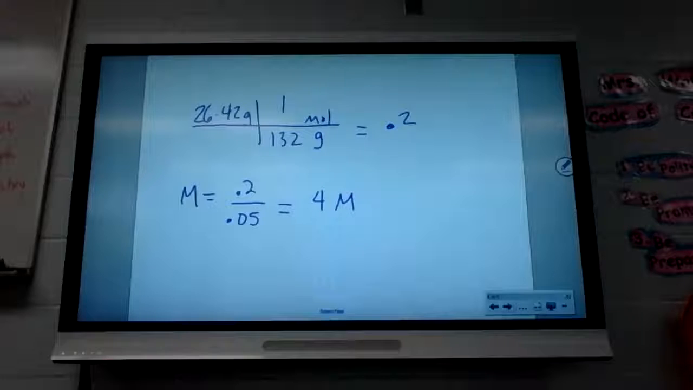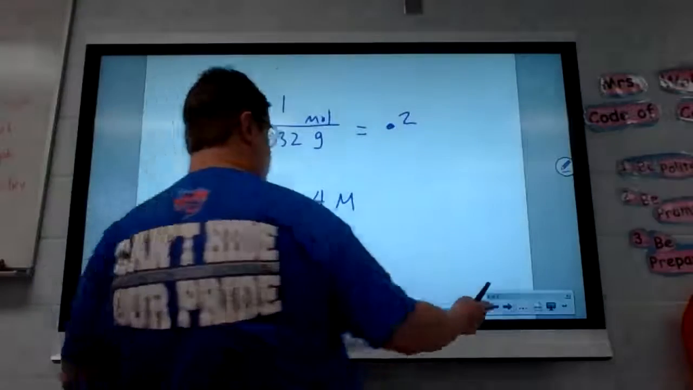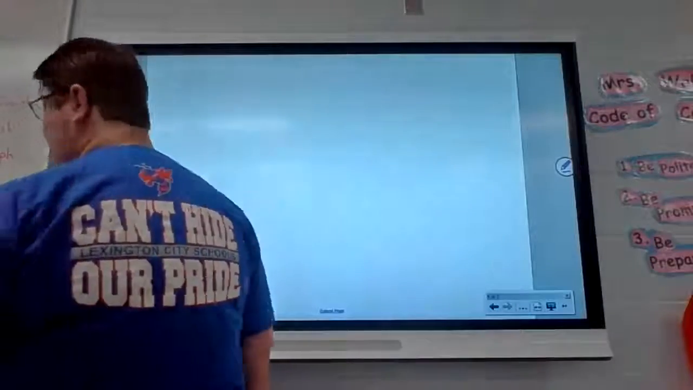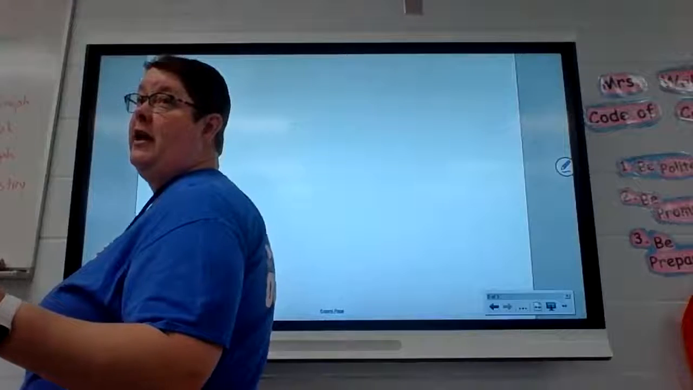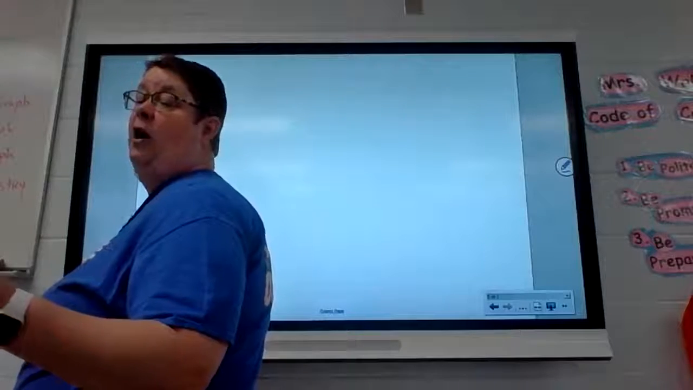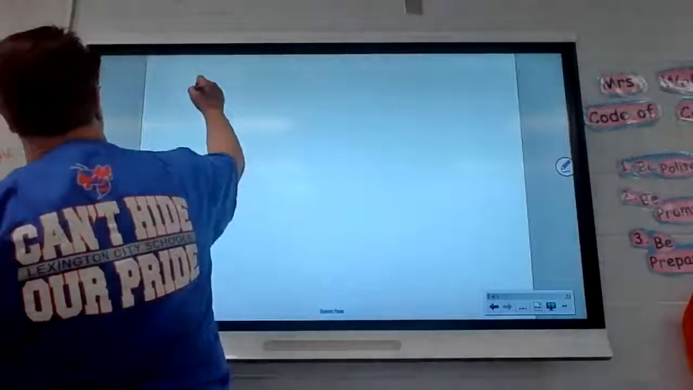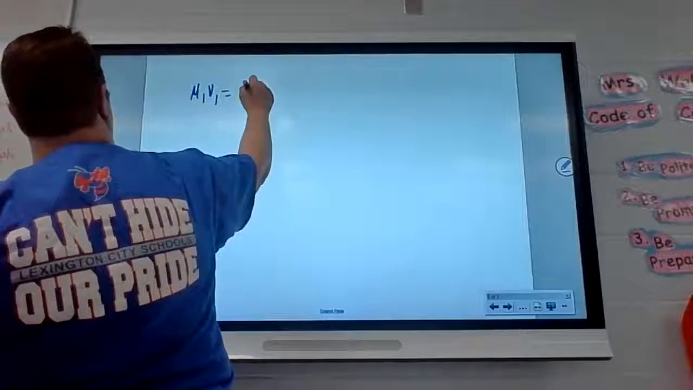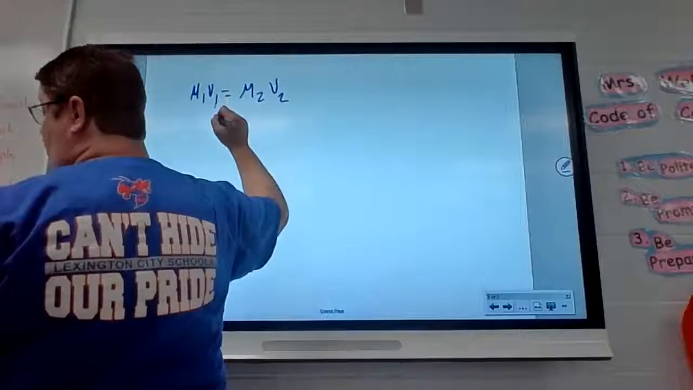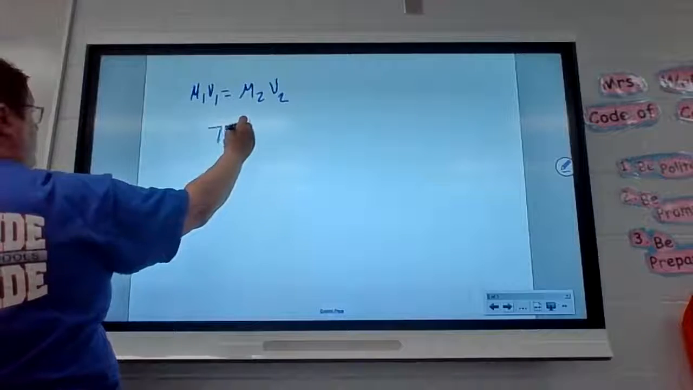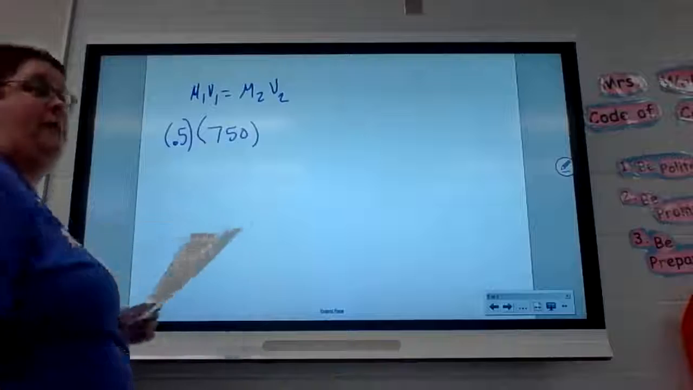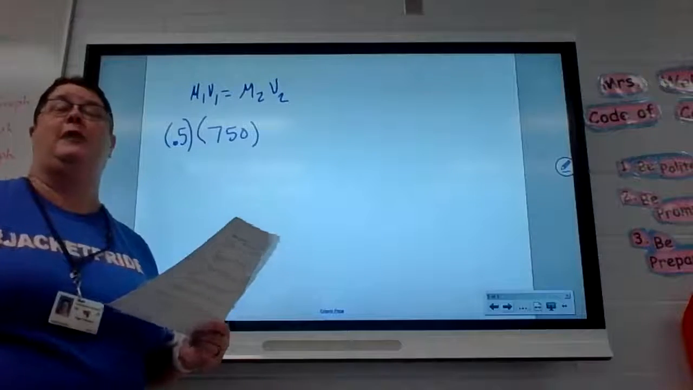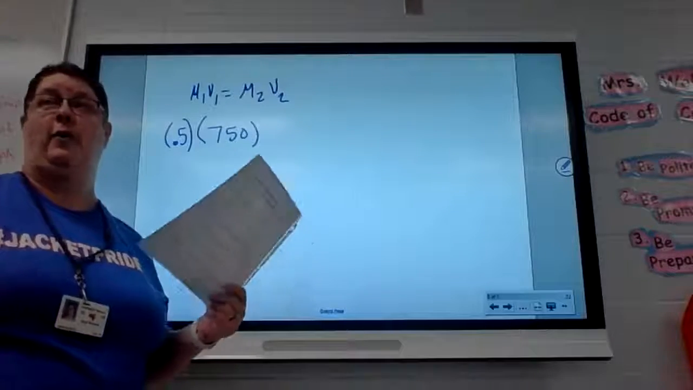Number 6. All right, and number 6, you're using dilution again. So you see how it says 750 of a 0.5? Those two numbers have to stay together. That's 750 of a. All right, so M1 V1 equals M2 V2. So 750 and 0.5 have to stay together. It doesn't matter if they're the 1s or the 2s, but they have to be on the same side. Okay, I just made them 1s.